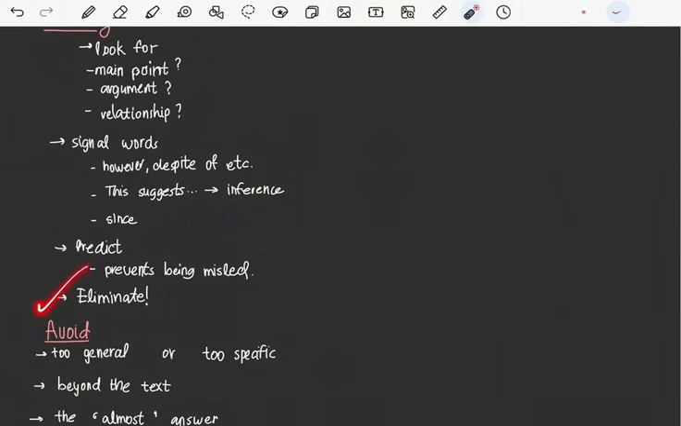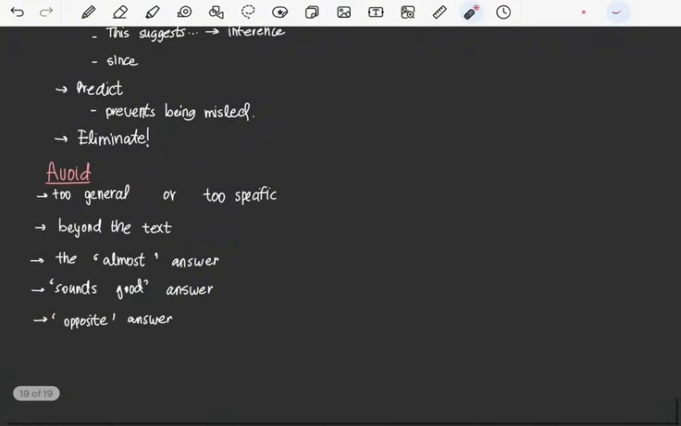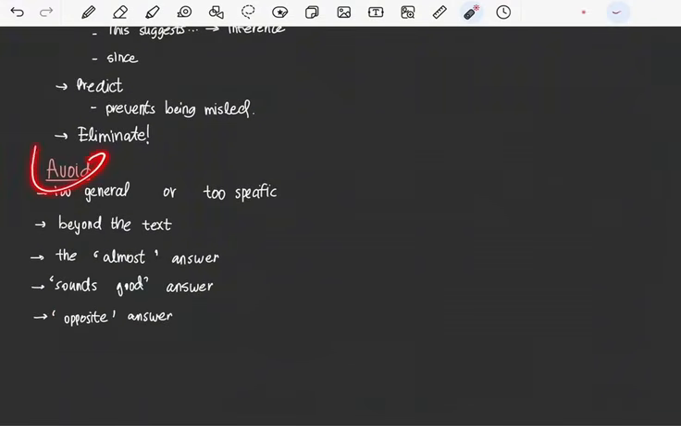And then eliminate. Now, eliminate the sentences that contradict the stated facts, go beyond what's discussed, flip the focus, or require assumptions that are not supported. And even there are some options that use extreme language. So therefore, you're not supposed to use that or choose that. And so some things that you have to avoid are, number one, if the answer is too specific or too general, that doesn't match the scope of the passage.